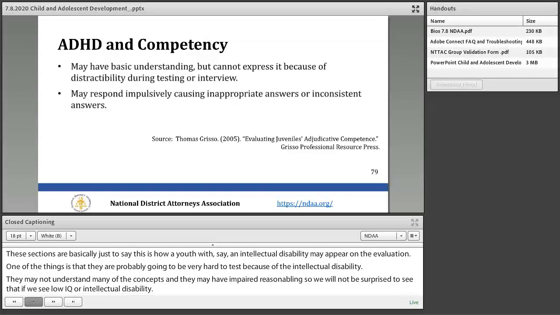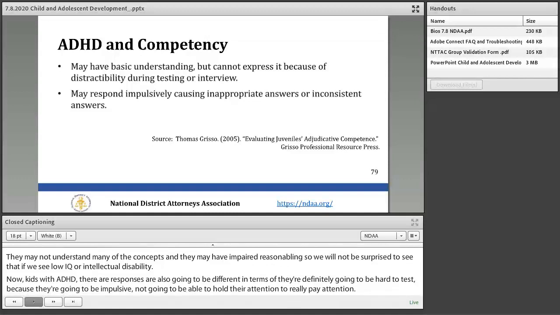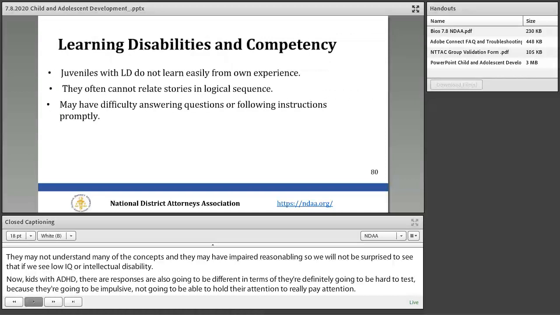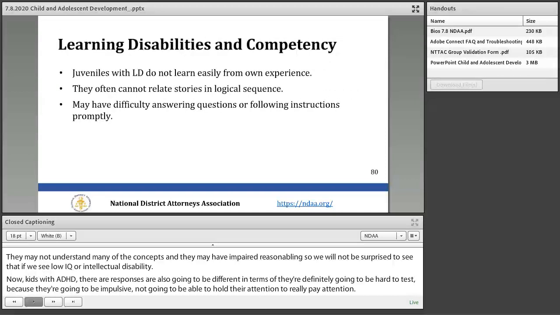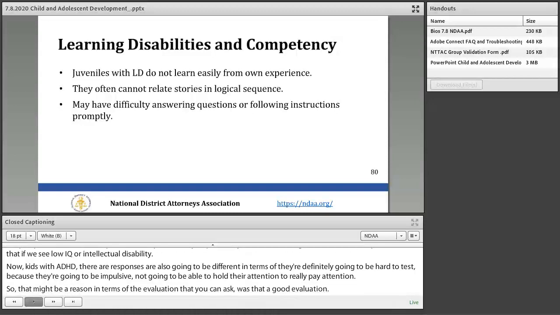Now, kids with ADHD, their responses are also going to be different in that they're definitely going to be hard to test because they're going to be impulsive. They're not going to be able to hold their attention very long, and many of these tests require the youth to really pay attention. And so that might be a reason in terms of the evaluation that you could honestly ask, did you actually get a good evaluation? They may not have been able to evaluate them fairly or effectively because of the ADHD.